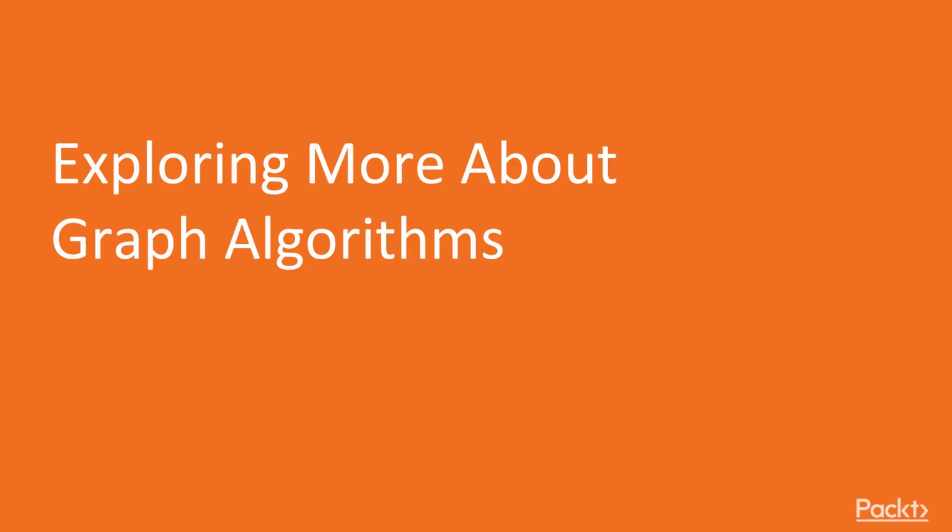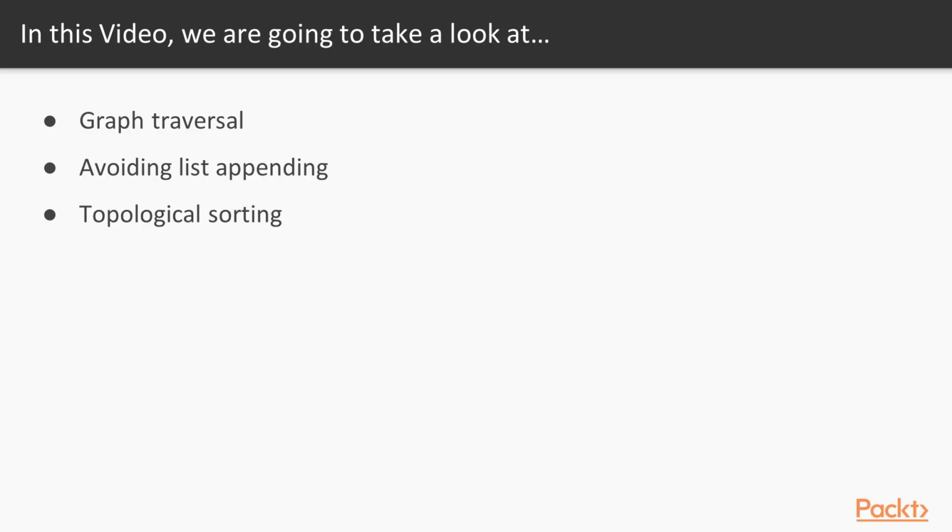We're now at the second video of this section, exploring more about graph algorithms. In the previous video, we looked at reversing a list. In this video, we'll learn about graph traversal and how to avoid list appending. Also, we'll look into topological sorting.